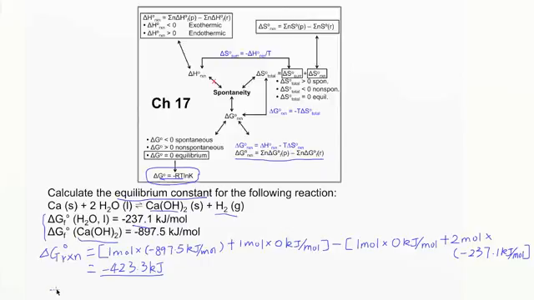What I got here is negative 423.3 kilojoule as a delta G reaction. All right, that should be equal to the negative RT ln K. However, if you remember the unit of the R, the gas constant, that is 8.314 joule per K per mole. Okay, and we have a kilojoule here, so we have to convert this kilojoule to joule before we do any calculation.